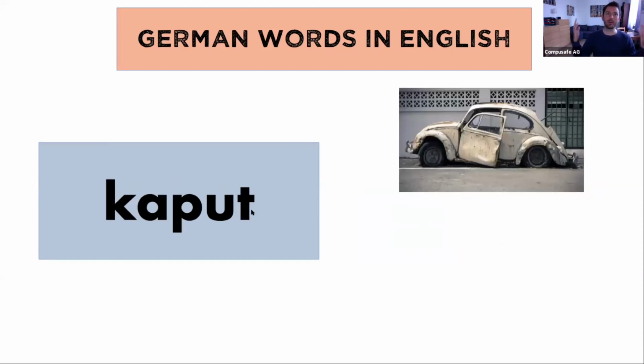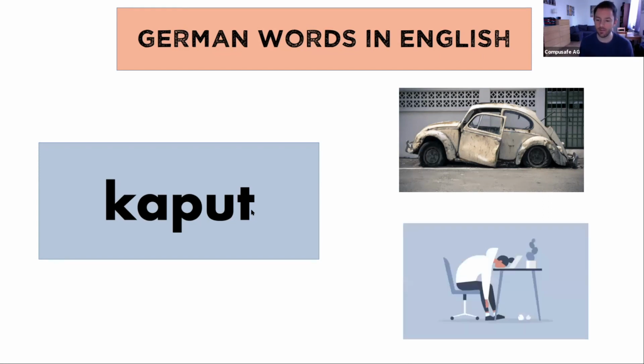Kaputt. Oh, my car is kaputt. Did you know that this is an English word? It is. And usually it's spelled with one T. So I can say, oh, my car, my slug bug, that's what this is here in the picture. That's the colloquial word. Slug bug is kaputt. Or you can say, I'm kaputt. Oh, I've had a long day on Zoom. I am kaputt. So every English speaker knows this word.